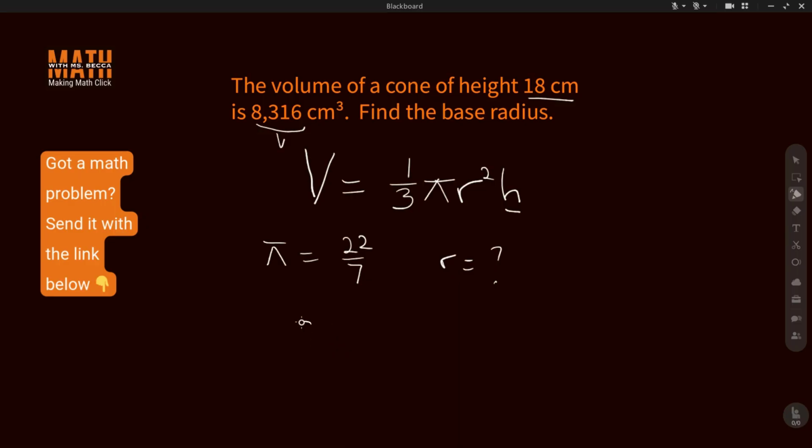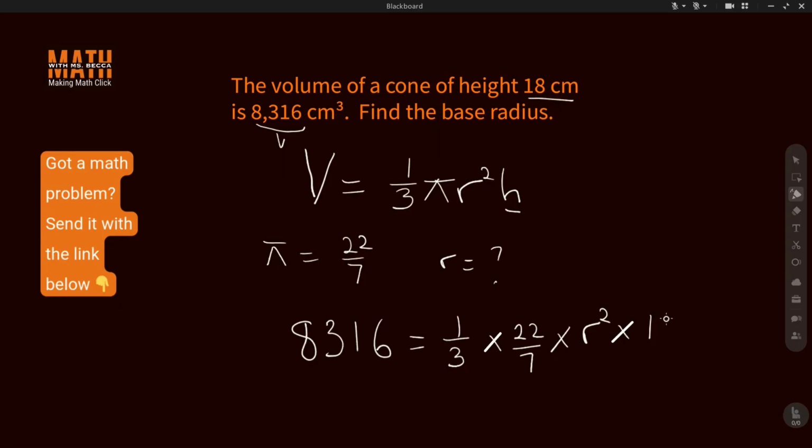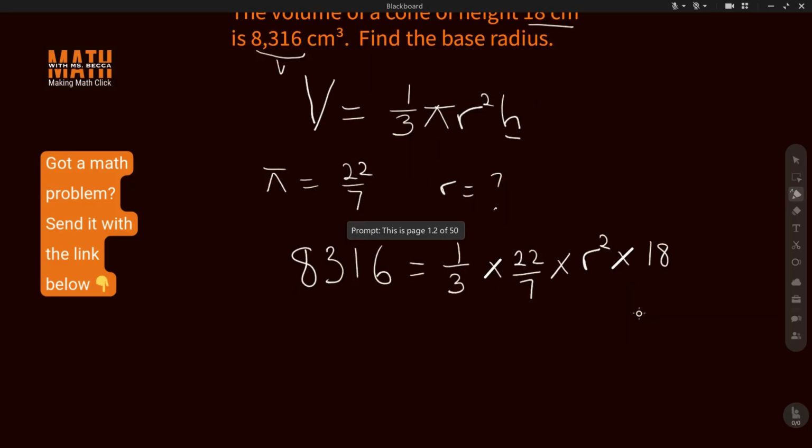So the volume is, so we'll be having 8,316 to be equal to 1/3 times, what is our pi? 22/7, then times, we don't know the radius, r squared, then times, what is h? 18. Now we can solve further.